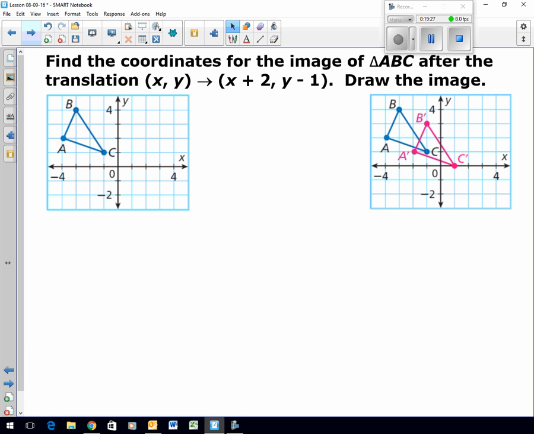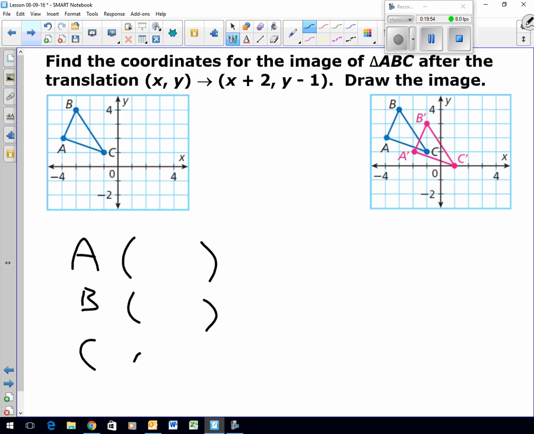Having said that, let's talk about this. Find the coordinates of the image of triangle ABC after the translation (x, y) arrow (x + 2, y - 1). Draw the image. All right, here's where you can start. I want you to write out for me the coordinate points of A, B, and C. Remember, we call this the pre-image, before my transformation. You should be writing this down.